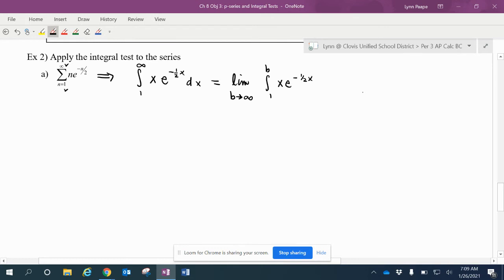And then I can see that I have integration by parts because I have just x and then a transcendental, so x and e to the -1/2x. So I'm going to let u equal x, and then that derivative is 1 dx, right? So this is a fabulous review from chapter 7. And so dv would be e to the -1/2x dx. And then when I integrate that, I would get -2 e to the -1/2x.